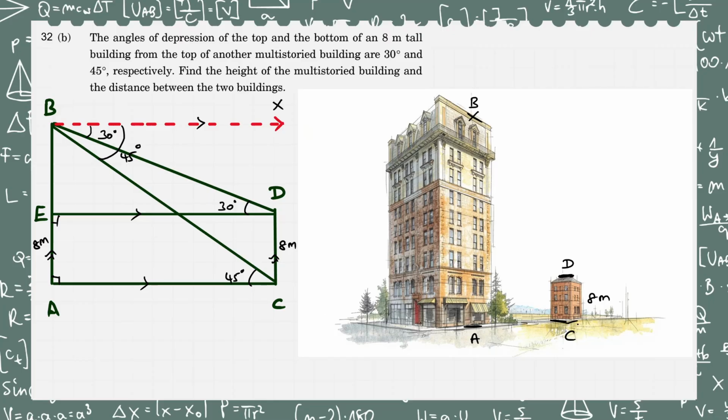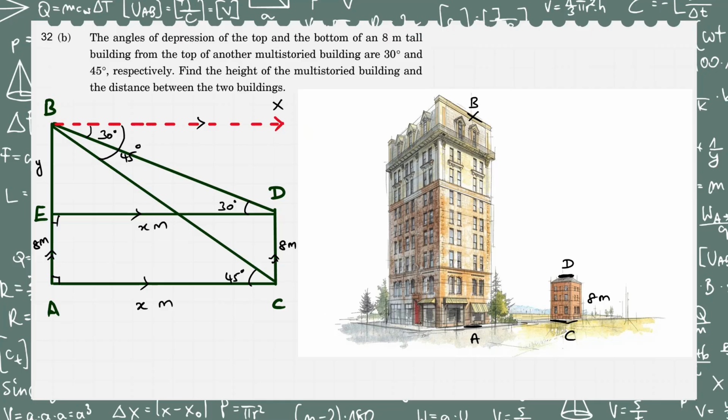The distance between the two buildings, I mean the distance between the points A and C. Here I am calling it x meters. Since ACDE is a rectangle, DE is also x meters long only. And this BE I am calling y. So now we have to find out the missing values, x and y.